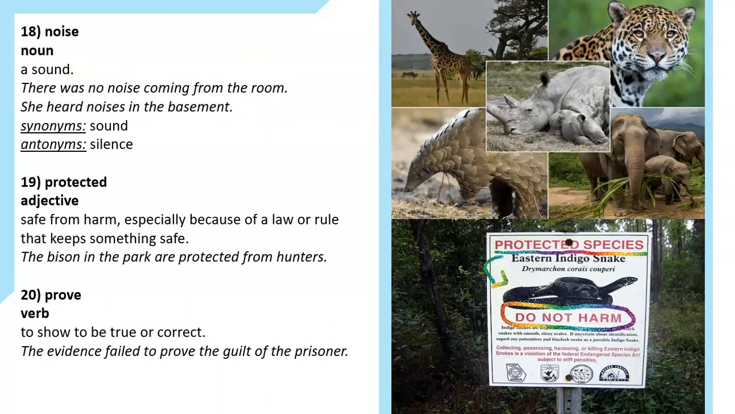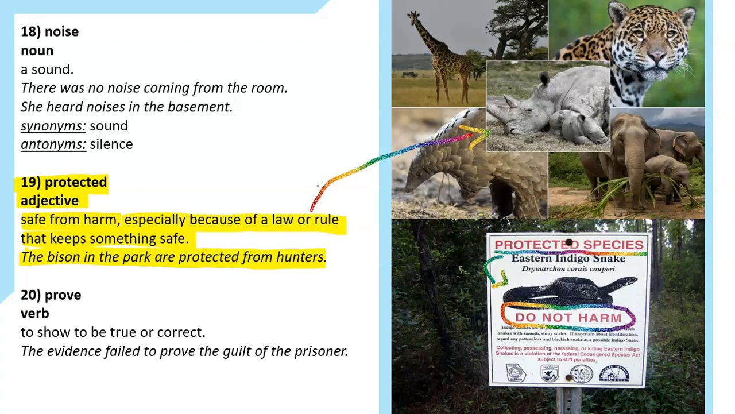Our next word is protected. Protected is an adjective, and it means safe from harm, especially because of a law or rule that keeps something safe. For example, the bison in the park are protected from hunters. Animals that are protected means they can't be hurt or they shouldn't be hurt.